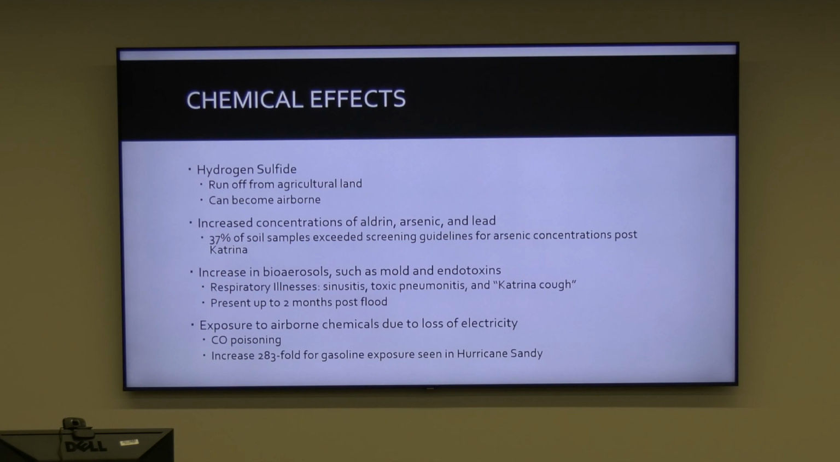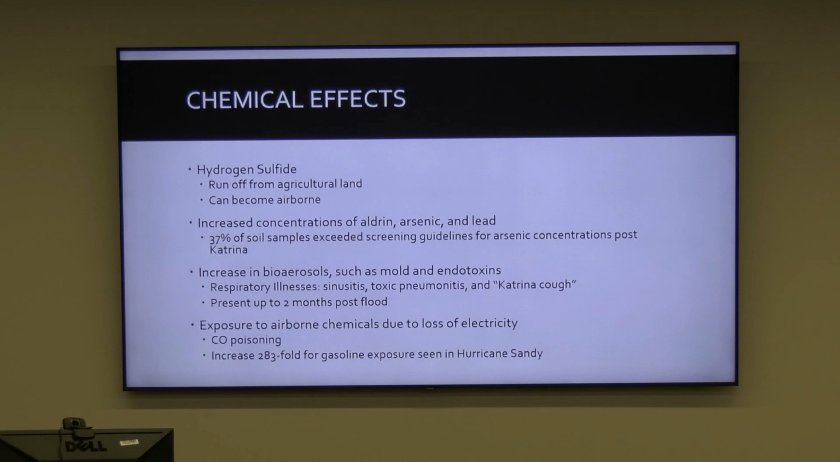37% of soil samples exceeded screening guidelines for arsenic concentrations post-Katrina. So all of these substances that are typically not recommended or are very dangerous for patients, and are usually at a pretty low level due to screening guidelines, can take a huge jump in the soil as an effect of the flooding.